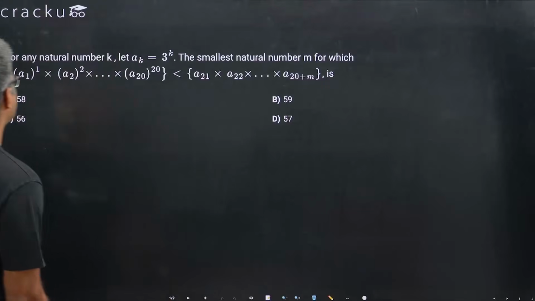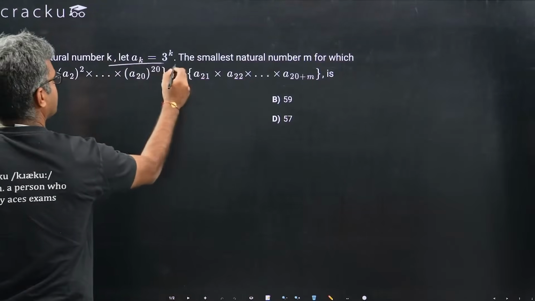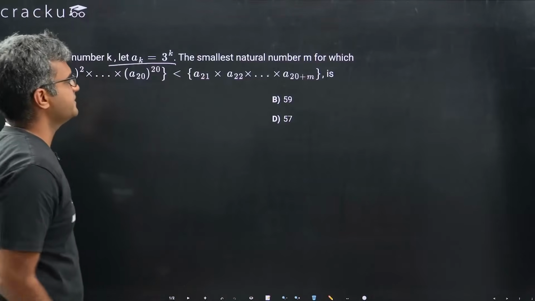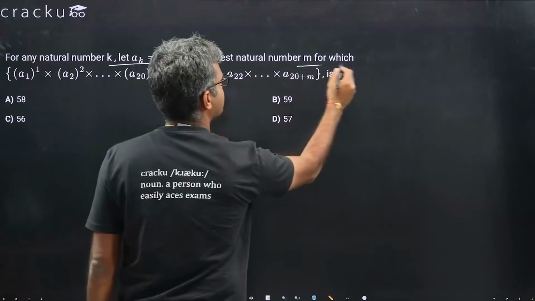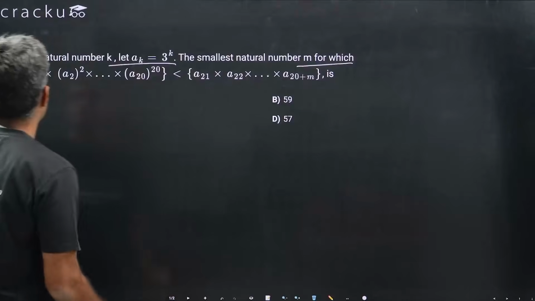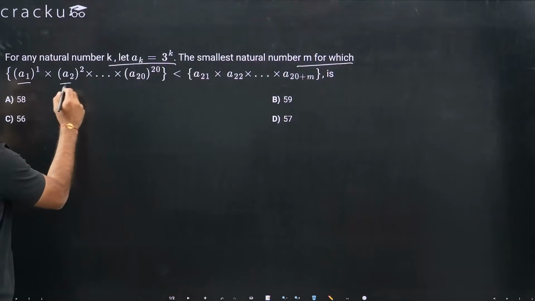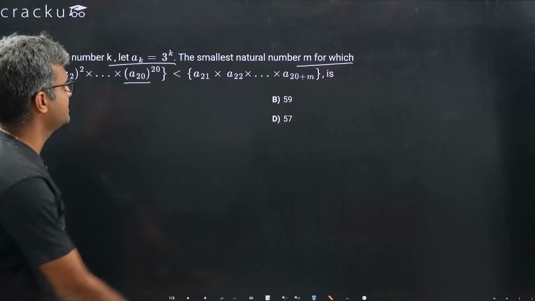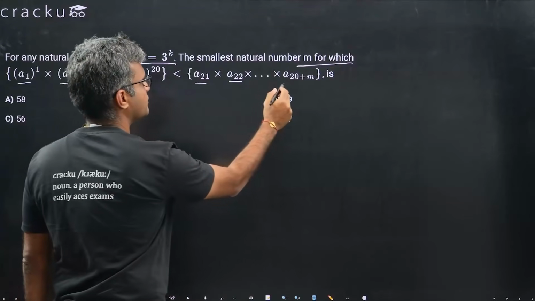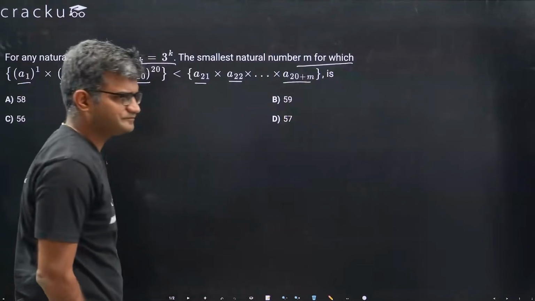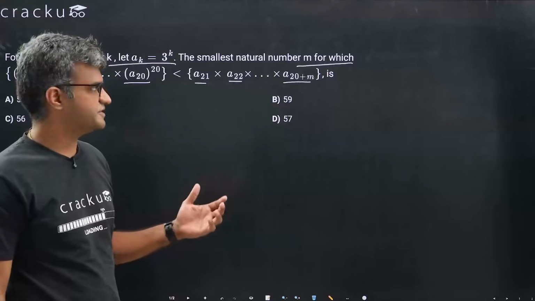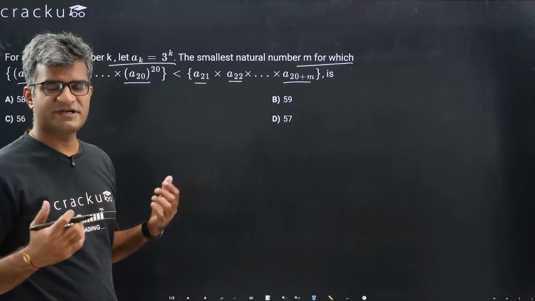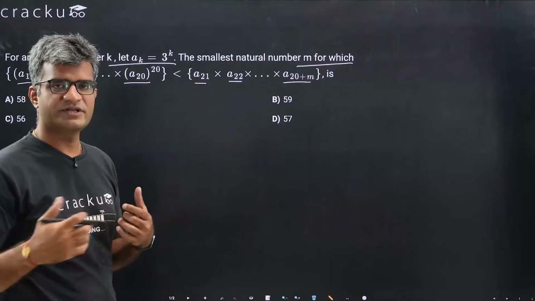In this question, we are told that for any natural number k, ak is 3 to the power k. We are asked to calculate the smallest natural number m, for which a1 to the power 1, a2 to the power 2, dot dot dot into a20 to the power 20 is less than a21 into a22 into dot dot dot into a20 plus m. This seems like a complex question, but let us try to break it into 2 parts. Let us first look at the left hand side and then look at the right hand side.